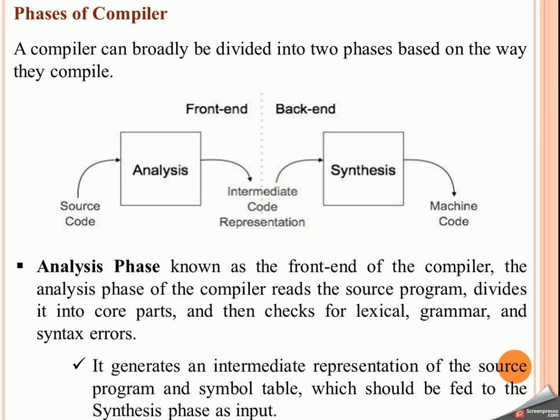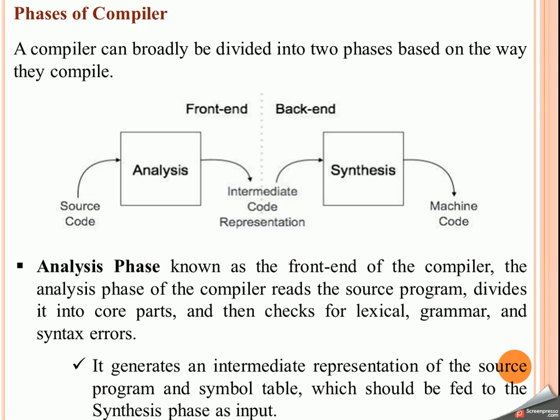Apart from that, it also checks the lexical. Lexical means the vocabulary of the particular source code. When we talk about lexical, it means something relating to the words or vocabulary of a particular language. It checks whether the lexical is correct or not, and also it checks the grammar. We have already discussed a lot about grammar when we were dealing with the subject formal language and automata theory. Grammar means nothing but the semantics of the program.